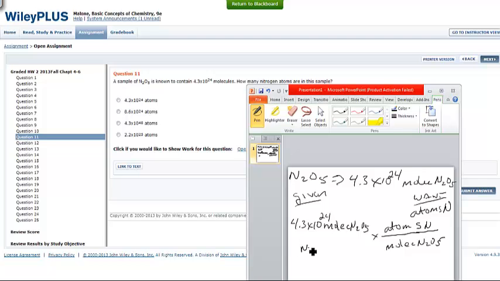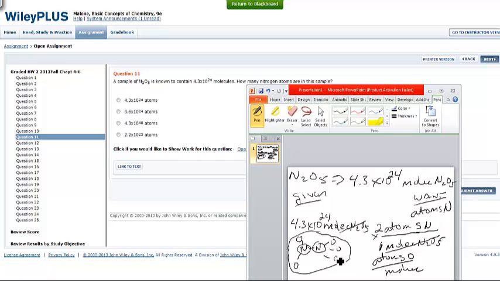N, O, O, O, O, O. So every time I have one of these molecules, so for every one molecule of N2O5, how many atoms of, in this case, N do I have? Well, I have 1 and 2. So I'm going to put a 2 there, cancel those units, and it tells me how many atoms of N I have.